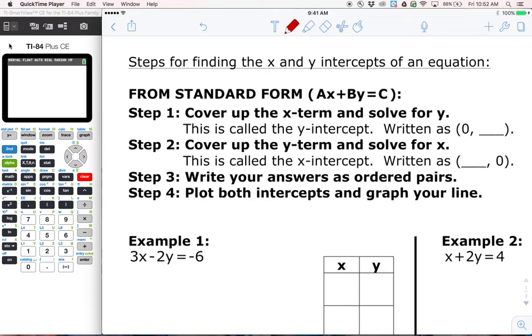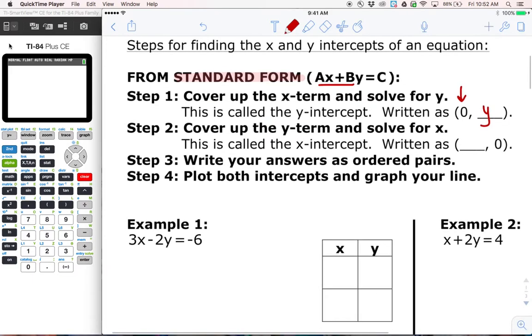We're talking about how to find intercepts from standard form. And we haven't talked about standard form yet this year, but it is just when we have x and y on the same side. In order to solve for our intercepts, we need to cover up the x and the y. So I cover up the x and solve for y. In other words, if we know x is 0, then that y number is our y-intercept. All right, if we want to find the x-intercept, we cover up the y, right? We know that y is 0, and we solve for the x, right? That's going to be our other one.